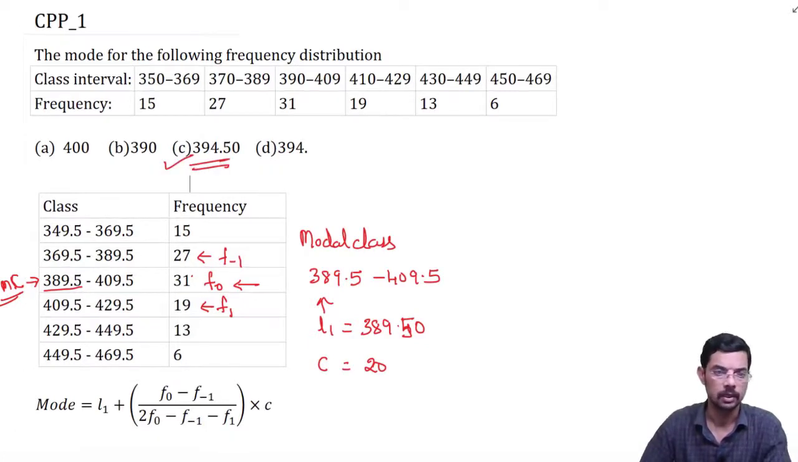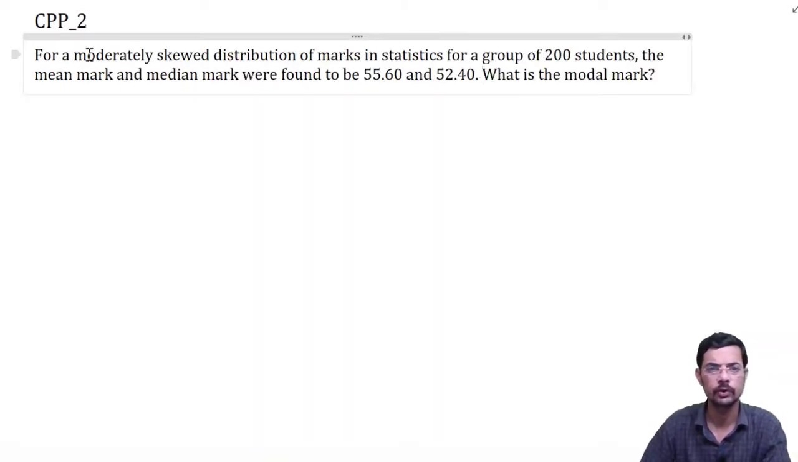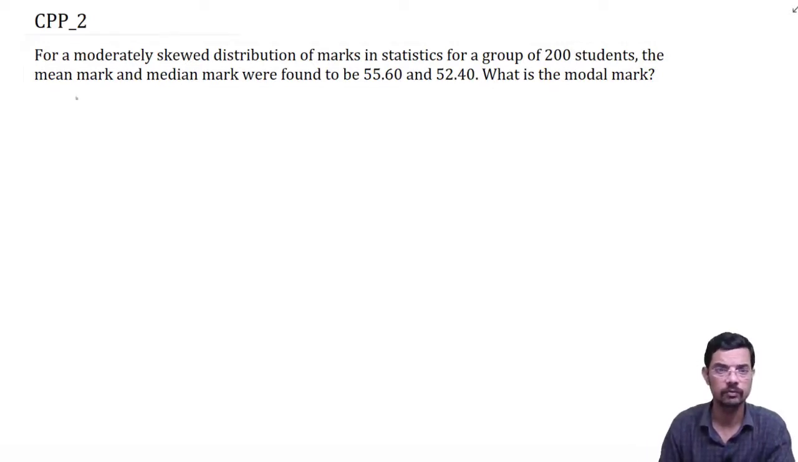Okay, we shall move to the second question. For a moderately skewed distribution of the marks in statistics for a group of 200 students, the mean mark and the median mark were found to be 55.60 and 52.40. What is the model mark? So here the total number of observations is 200 students.